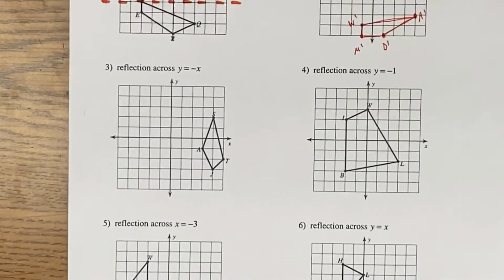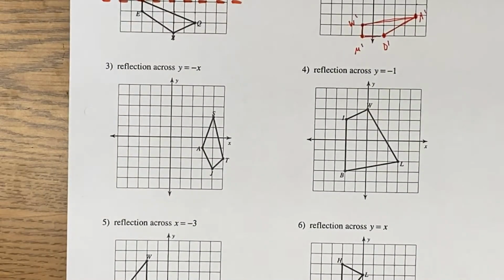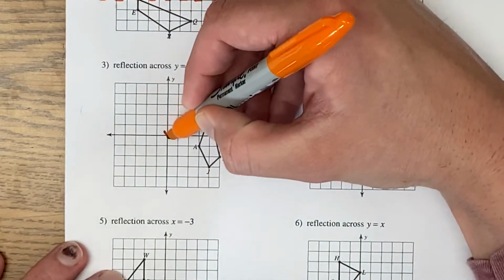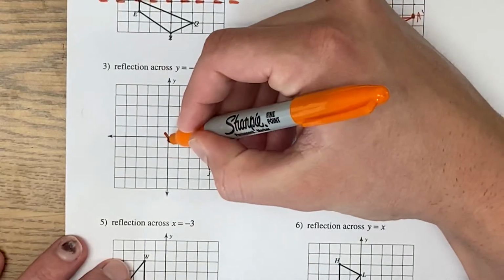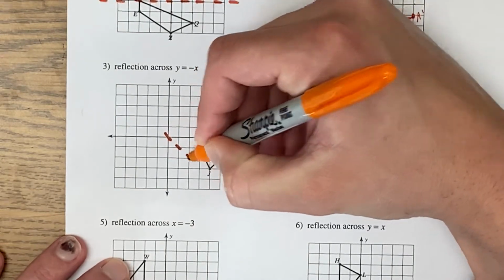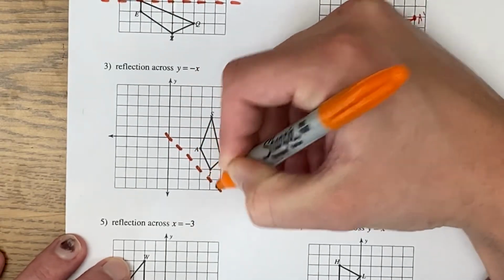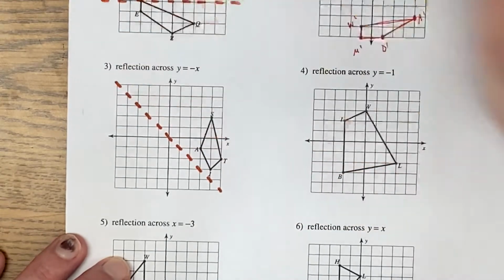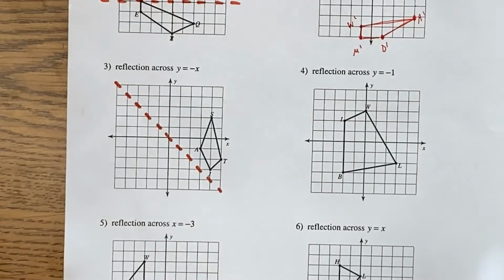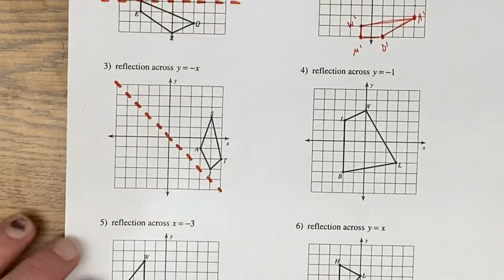All right, number 3 says reflection across y equals -x. So remember, -x, that's gonna go through our origin, and it's gonna go downhill just like this. So if I went down one, right one, my line is going right through all of these points right here, okay? So that's my line of reflection. All right, and there's 2 ways we could do this. Okay, we're going to start off by counting the units, and we'll see if we can get the correct reflection.